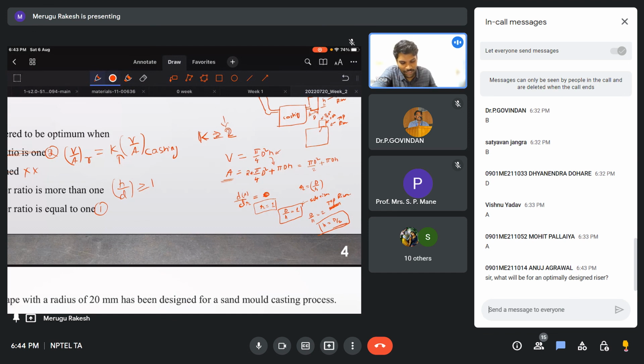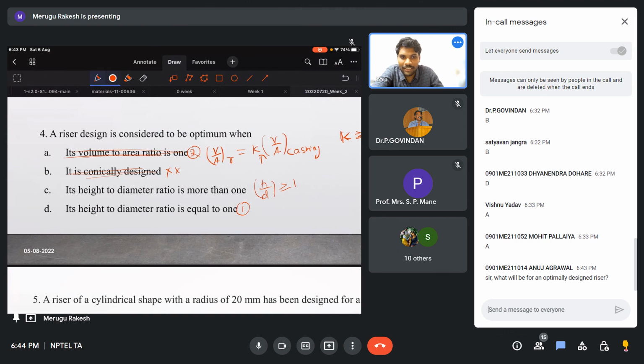So in this question, it is very simple. In the classes, only one riser derivation was done, in which the h by d ratio is equal to 1. So according to that, option D is correct. The h by d ratio is equal to 1.